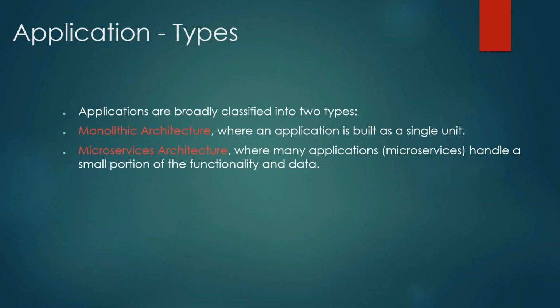Microservice architecture, though, is where many applications, what we call microservices, each handle a small portion of a functionality or data. To give a very vague but simple example, let's say I'm working on Amazon.com, or any kind of e-commerce website where you select something. The description of an item comes from a different microservice, and the payment model is a completely different microservice. Why do I do that? Because payment is a different functionality and seeing a description is a different functionality.